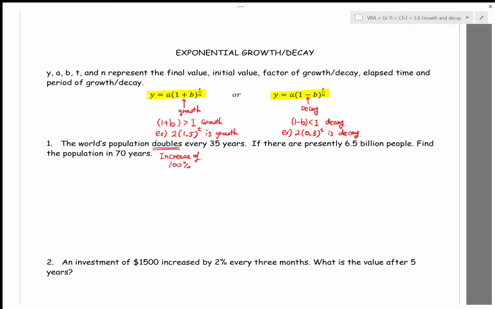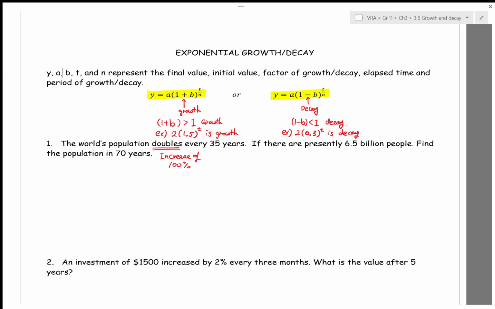If it says it increases by 50%, then the b is 0.5 because 50% is 0.5, right? If you're not sure how to convert the percentage into a regular decimal, you basically divide it by 100. That's all that is. And then the t is how much time it takes total, and then n represents how long it takes to increase or decrease every time, okay? So let's take a look at the first example.